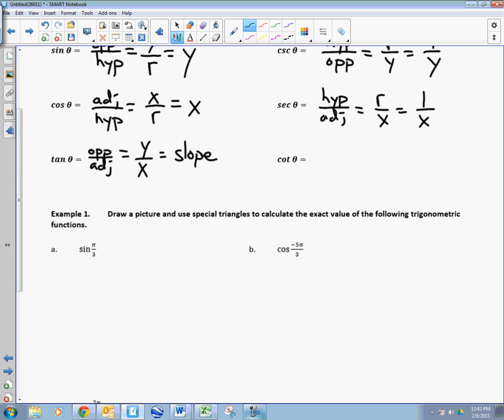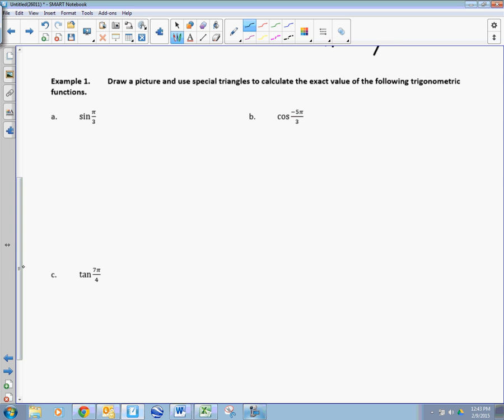Some people look at the last one and say cot. It's not cot. It's cotangent. Cotangent is the adjacent divided by the opposite, or x over y. And we've got more stuff to add to that. That's just the basics. So we're going to do these 3 problems and call it a day, okay?